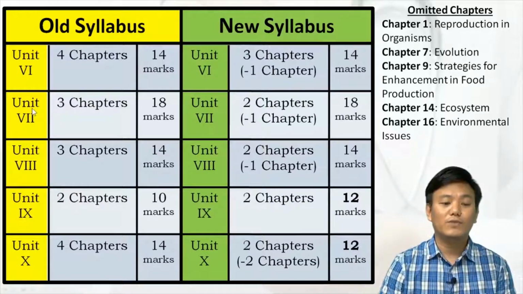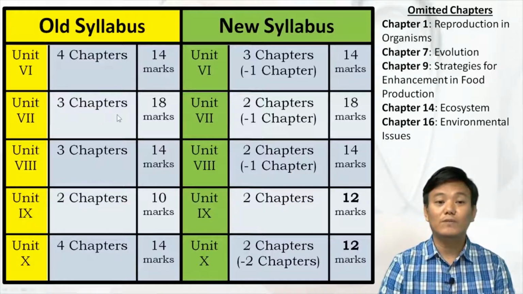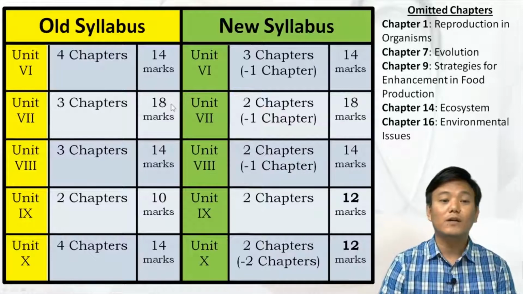If you look at unit number 7, that is genetics and evolution, earlier there were 3 chapters. Now there will be only 2 chapters. 1 chapter has been removed. That chapter is chapter number 7, evolution. So the evolution chapter has been removed. Again, the marks allocated for that unit will remain the same, 18 marks.